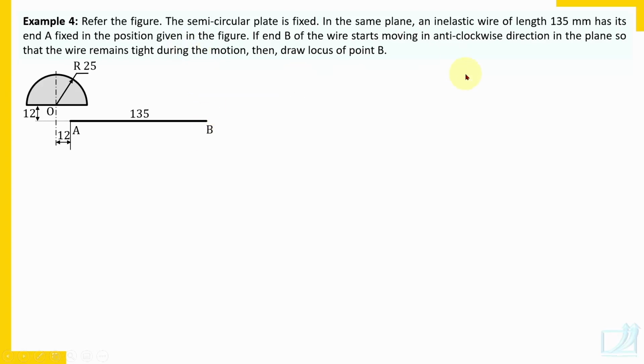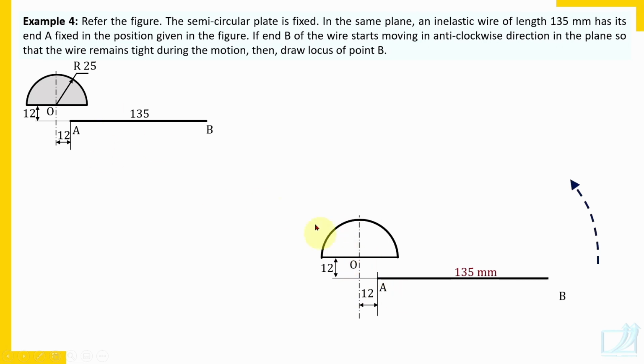B starts moving in anti-clockwise direction in the plane so that the wire remains tight during the motion. Draw locus of point B. So to draw the curve, you must be able to visualize that motion of wire AB. I'll help you to visualize the motion.